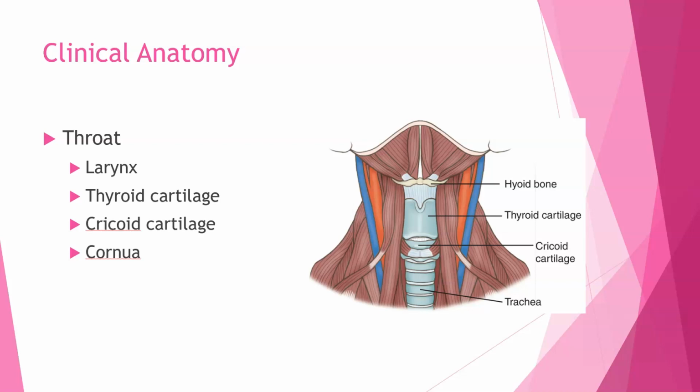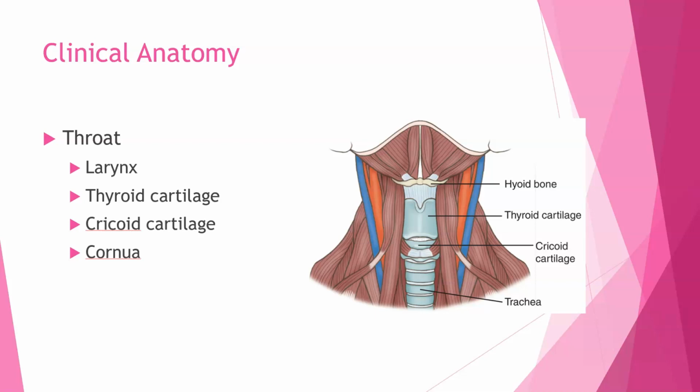So with our throat, we've got the larynx, thyroid cartilage, cricoid cartilage, and the cornea. Cornea. Still early for me, guys. I apologize. So the structure that covers the larynx superiorly is going to be that thyroid cartilage.